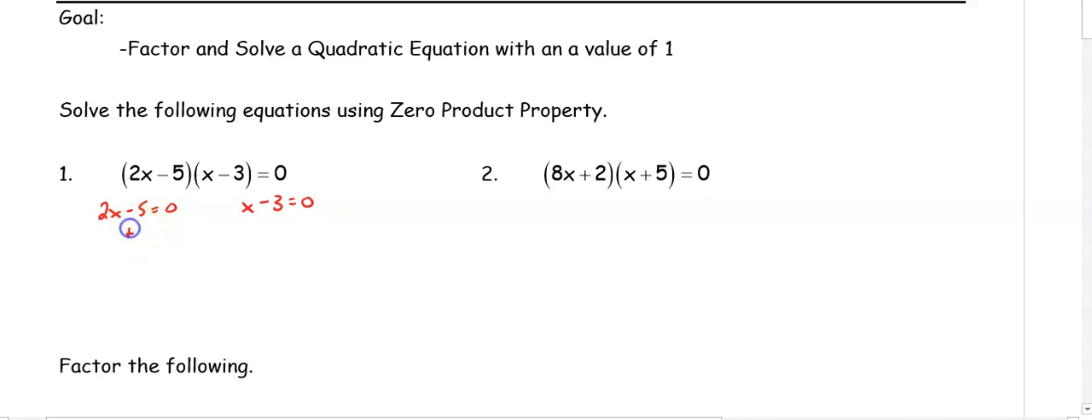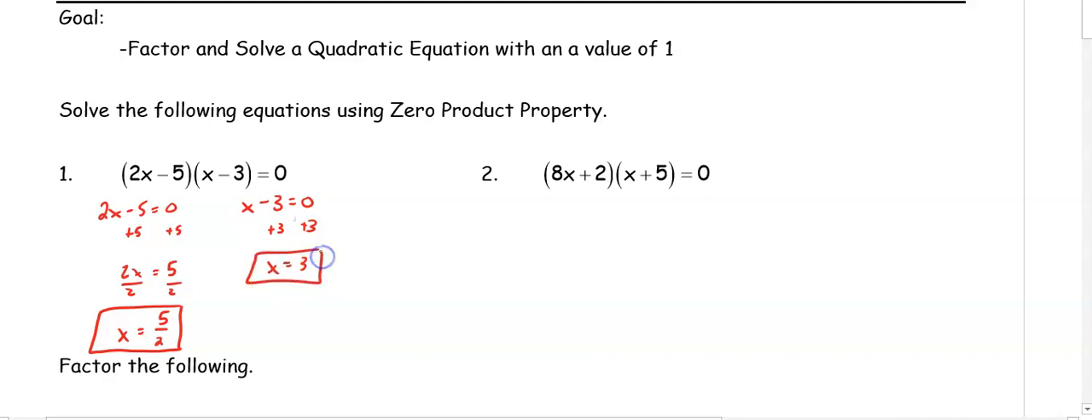In the first equation, we would add 5 to both sides, 2x equals 5, and then we would divide by 2, so x equals 5 over 2. We're going to leave it as a fraction. In the second one, we would add 3 to both sides, so x equals 3. So there were two parentheses, each with an x, which means we have two solutions.